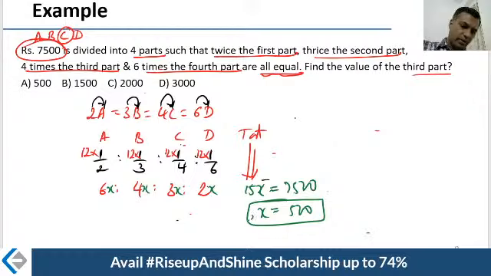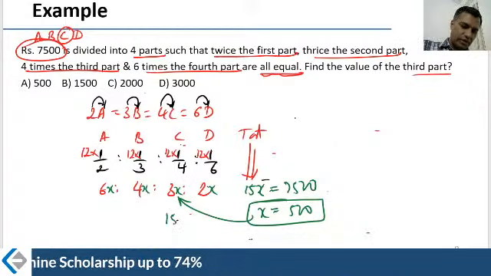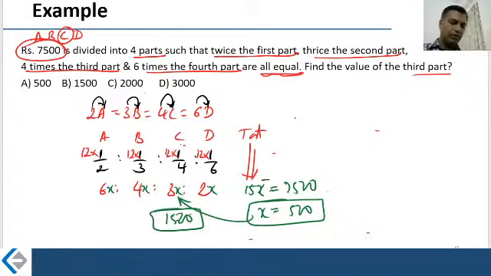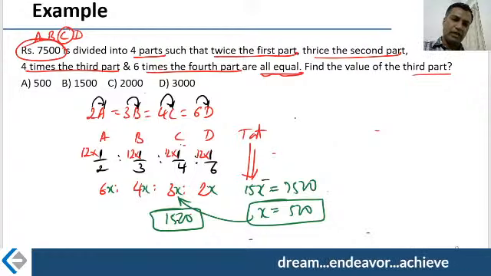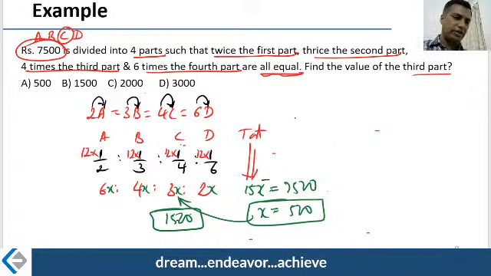What is the value of the third part? 3 times this. Therefore the third part is 1500. That's the value of C, which is what he's asking. What is the third part? It is 1500. Great, friends.